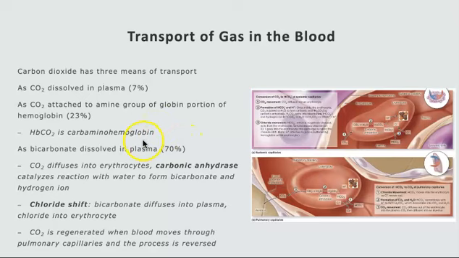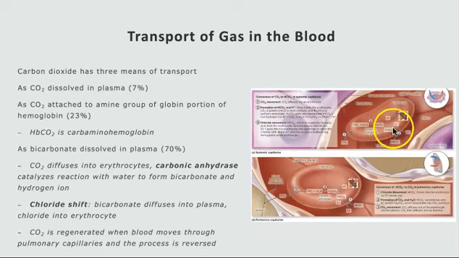But as I said before, the majority of carbon dioxide is carried by the bicarbonate ion, which is dissolved in the plasma. So that's about 70% of our carbon dioxide traveling through the blood in this way. Our carbon dioxide is going to move from our cells into the erythrocyte, into our red blood cell. And here, carbonic anhydrase is going to catalyze the reaction, turning it into carbonic acid, and then it moves straight into our bicarbonate ion and hydrogen ion.